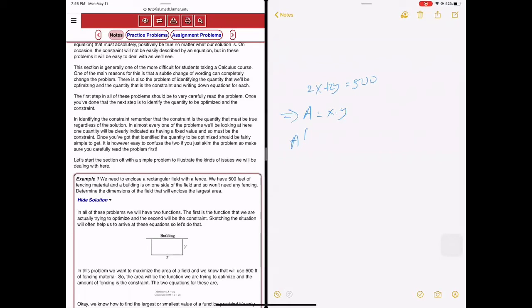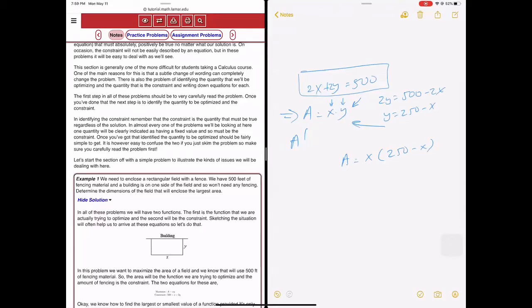But you don't want to take the derivative of area with x and y. So they always give you a secondary equation where we can solve for that other variable. So let's solve for y. This will be 2y equals 500 minus 2x, divided by 2. Y is equal to 250 minus x. And plug it in. So A is equal to x times 250 minus x.